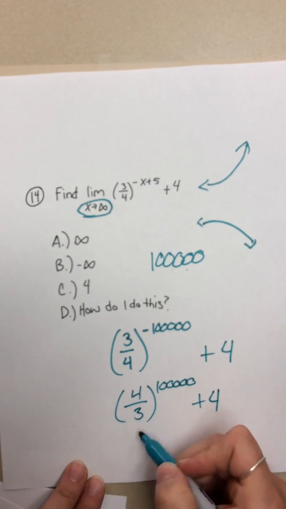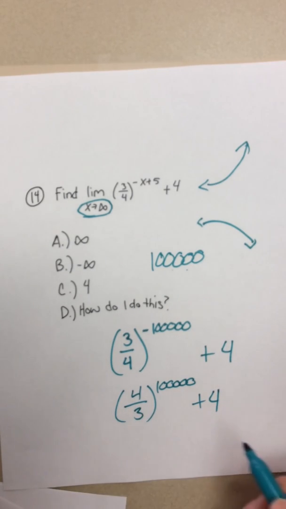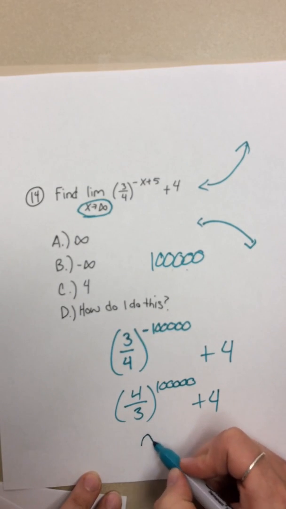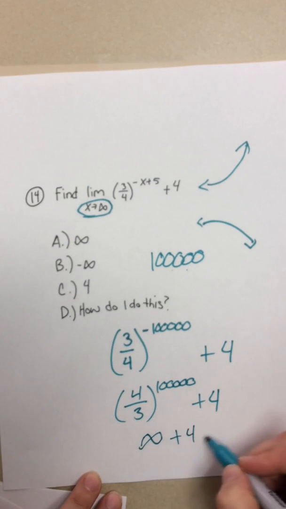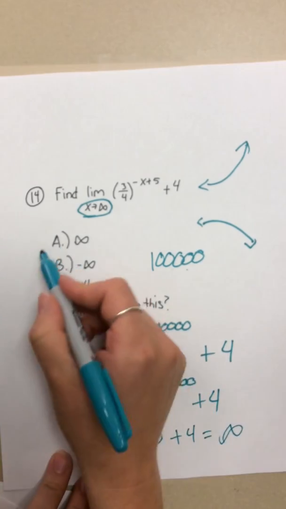If I have this 4/3, which is 1 1/3, so it's over 1. If I take 1 1/3 times 1 1/3 times 1 1/3 times 1 1/3, it's going to make a huge number. And if I add 4 to a huge number, I'm still going to get infinity.